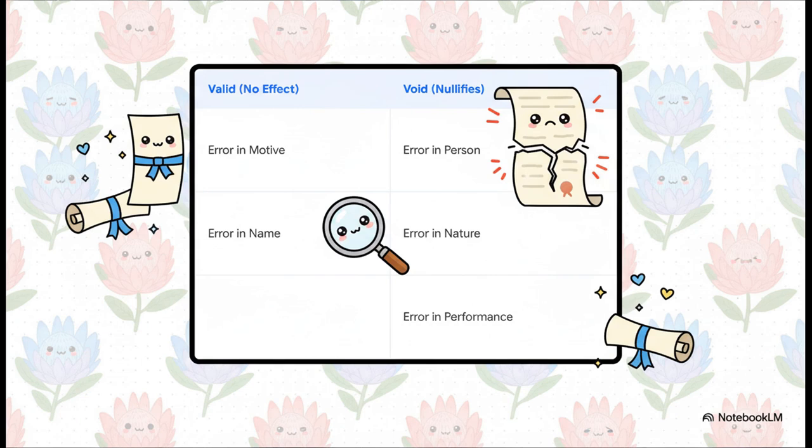First up is error, which is just the legal word for a mistake. The legal rules here are super strict. If you make an error in your motive, which is your personal underlying reason for contracting, or you make an error in the other party's name, the law just doesn't care. The contract is completely valid. But if there is a mistake regarding the actual person you are contracting with, the nature of the contract, or the specific performance, well, that kind of error destroys consensus entirely. The contract is immediately null and void.